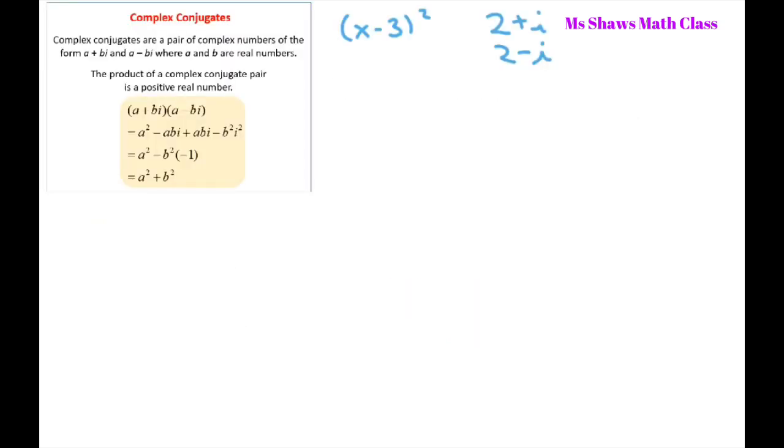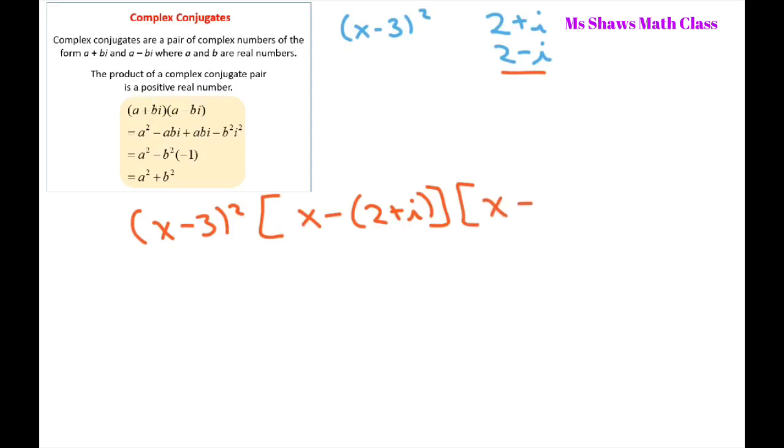So this is what we had. So I'm going to write this out. We're going to have x minus 3 squared. And then we're going to do the same thing for these. We're going to write x minus 2 plus i, because that's a 0, times x minus 2 minus i.